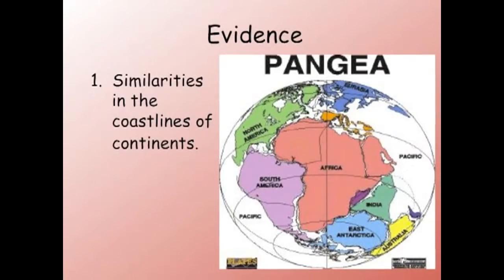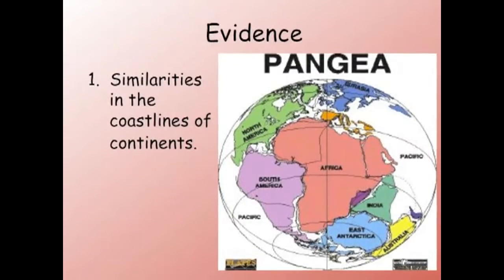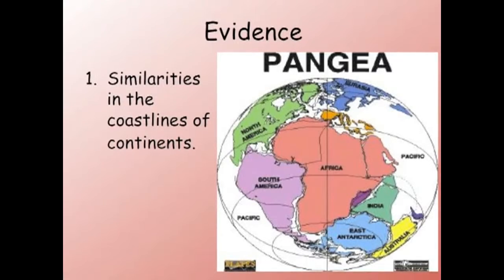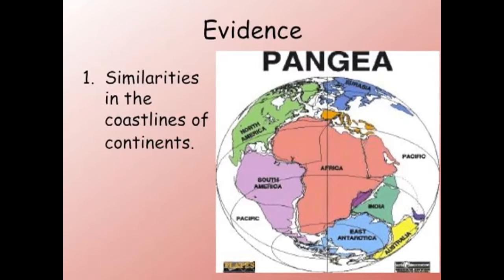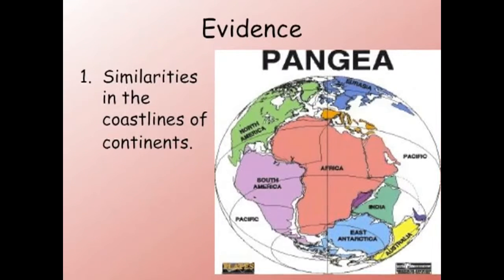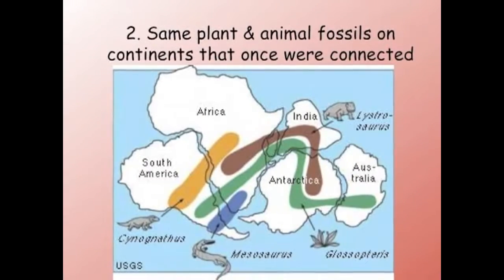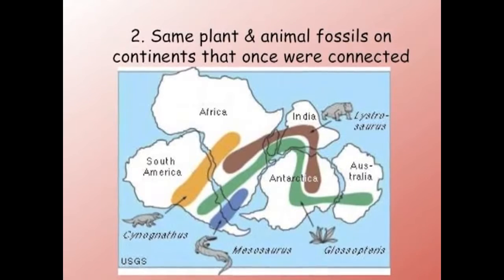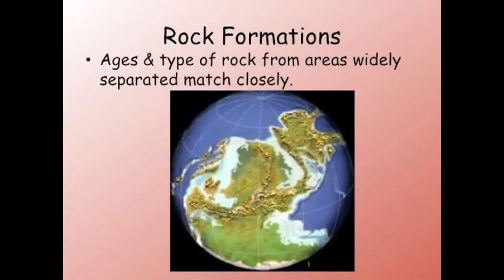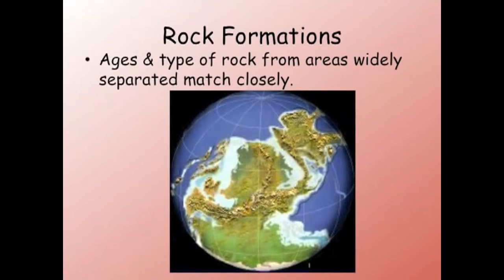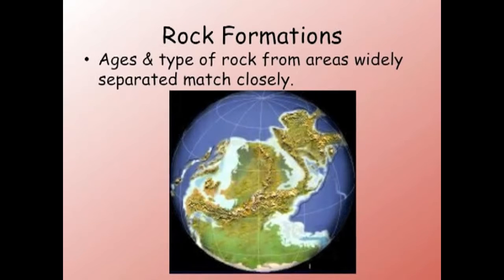Let's look at the evidence supporting continental drift. Number 1, there are similarities in the coastlines of continents. For example, look at Africa and South America. They fit together like jigsaw pieces. Evidence number 2, same fossils of plants and animals are found on those separate jigsaw pieces. Evidence number 3, the rock formations on those jigsaw continents are the same type and age.